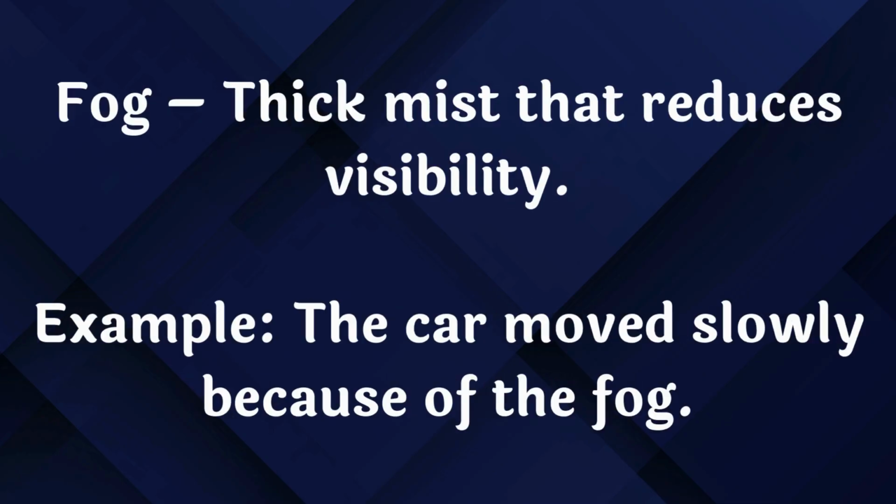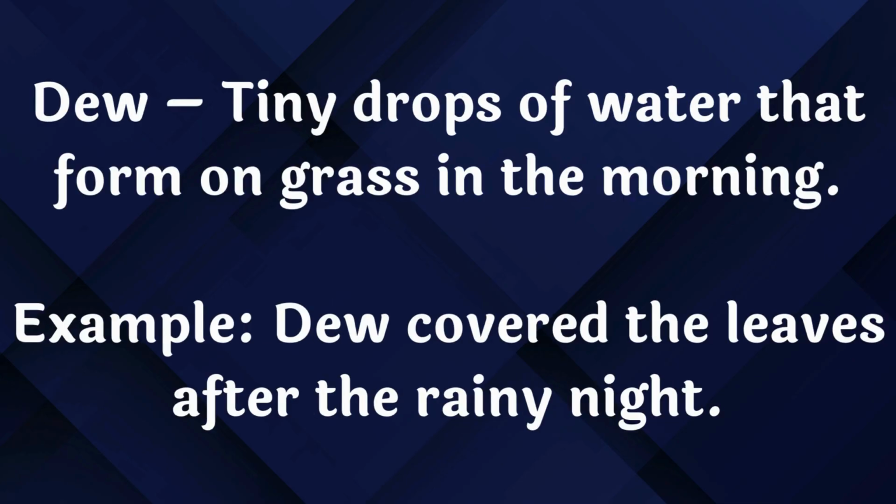Fog, thick mist that reduces visibility. Example, the car moved slowly because of the fog. Dew, tiny drops of water that form on grass in the morning. Example, dew covered the leaves after the rainy night.